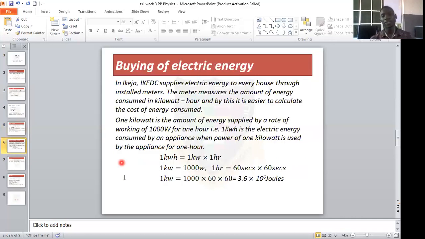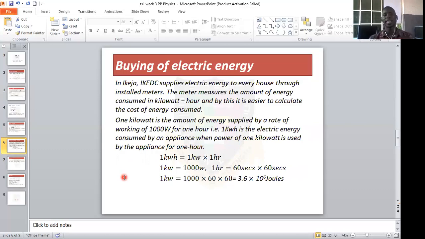buying of electrical energy. And this is going to tell us how you calculate the power consumed, how they charge on the power consumed. They are using this kilowatt per hour in your house. How do they charge you? What is the cost of this energy consumed in the house?